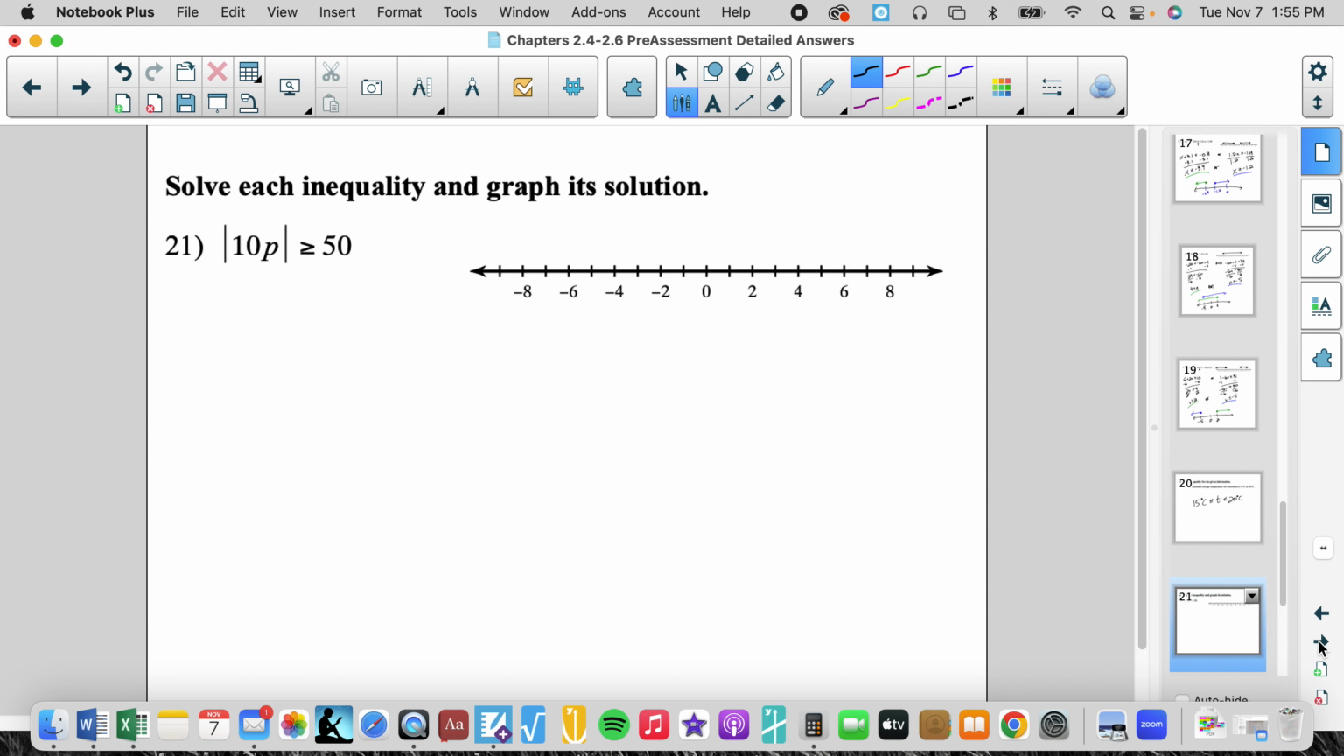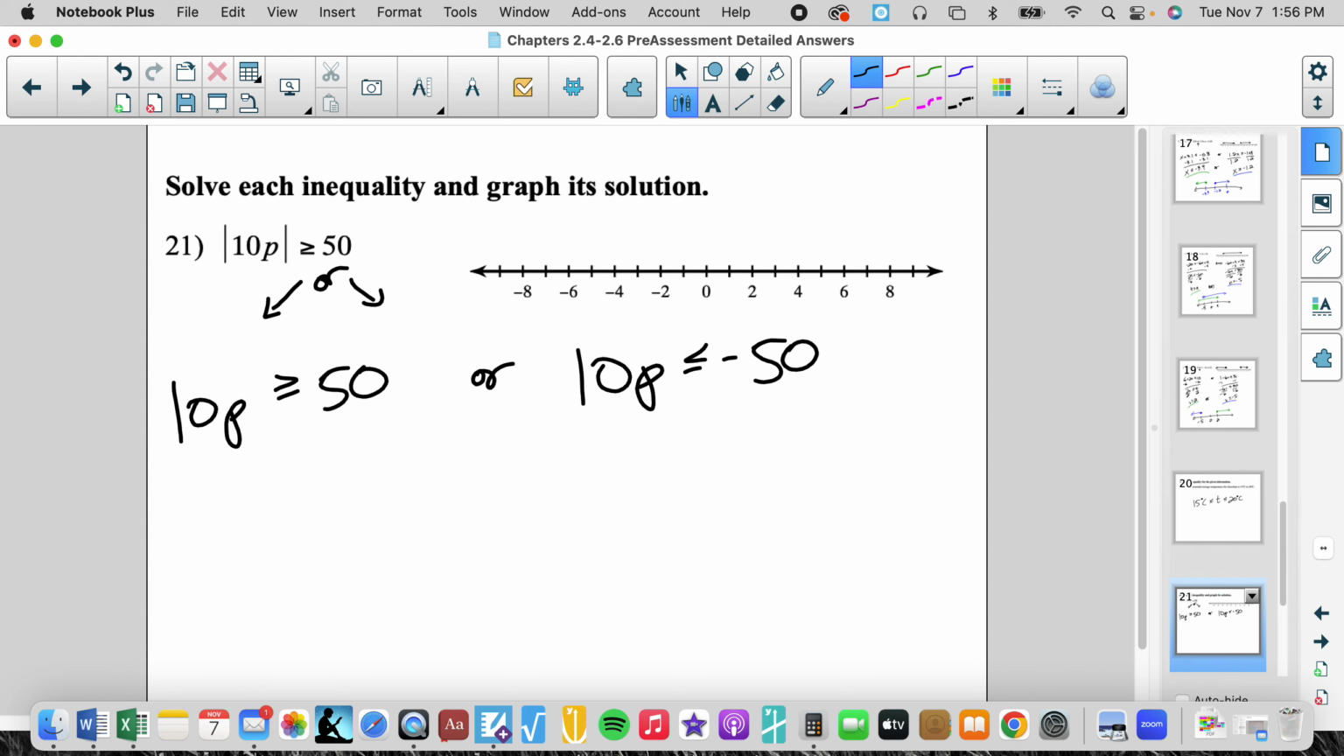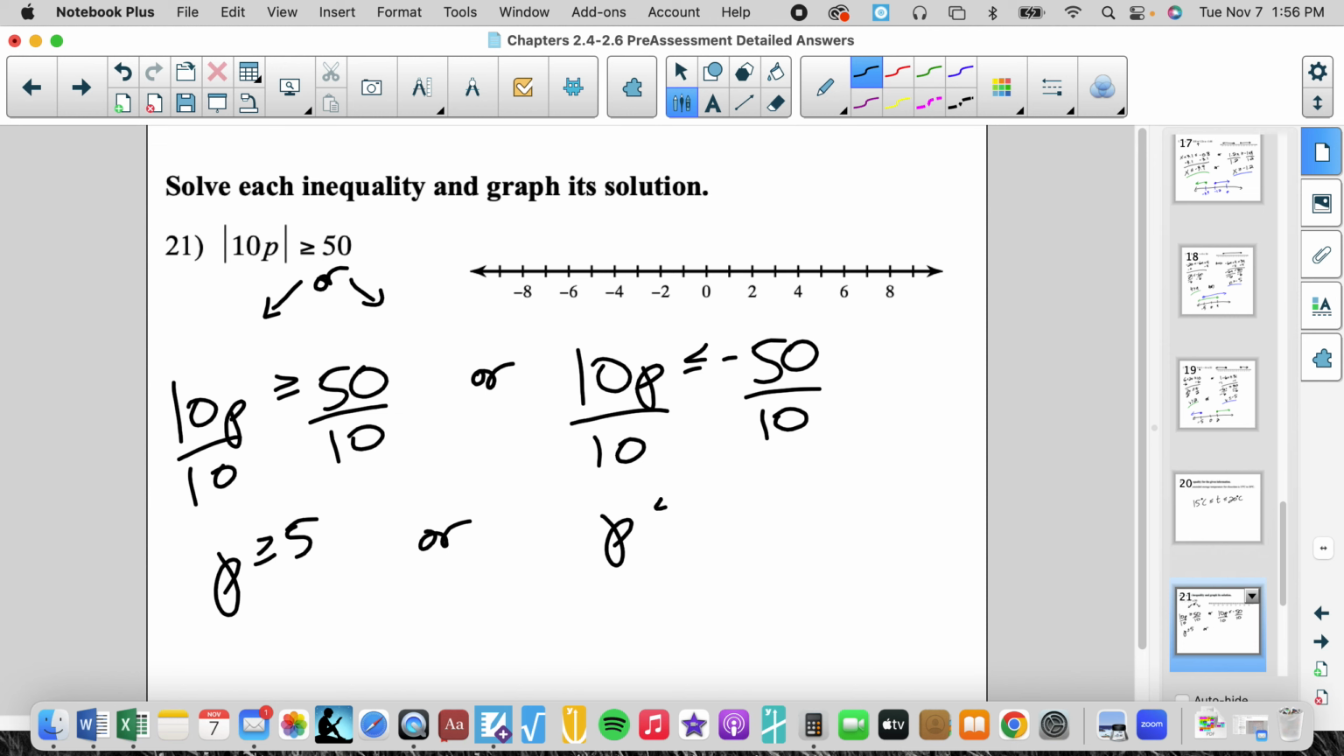That's pretty easy. Absolute values. Here we go. Absolute values, we're going to write two statements, and it is greater than. So we know it's going to be an OR, so we write 10p is greater than or equal to 50, or 10p is less than or equal to negative 50. Divide by 10, p is greater than or equal to 5, or divide by 10, p is less than or equal to negative 5.